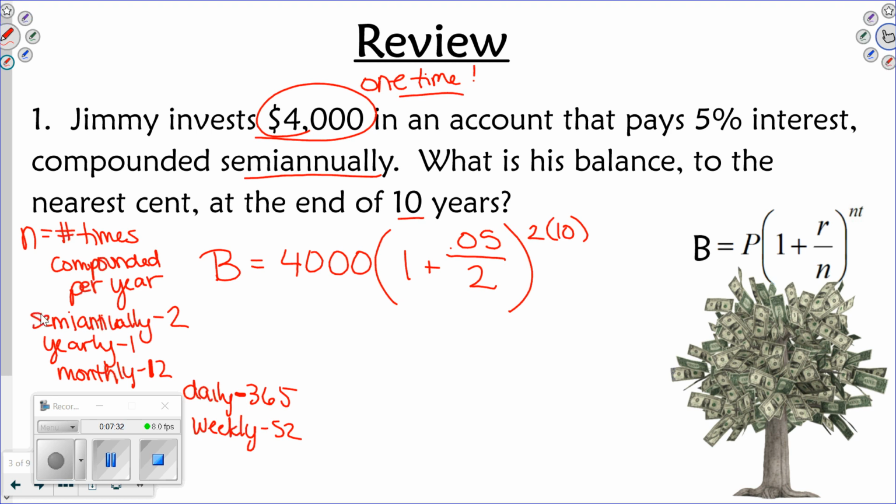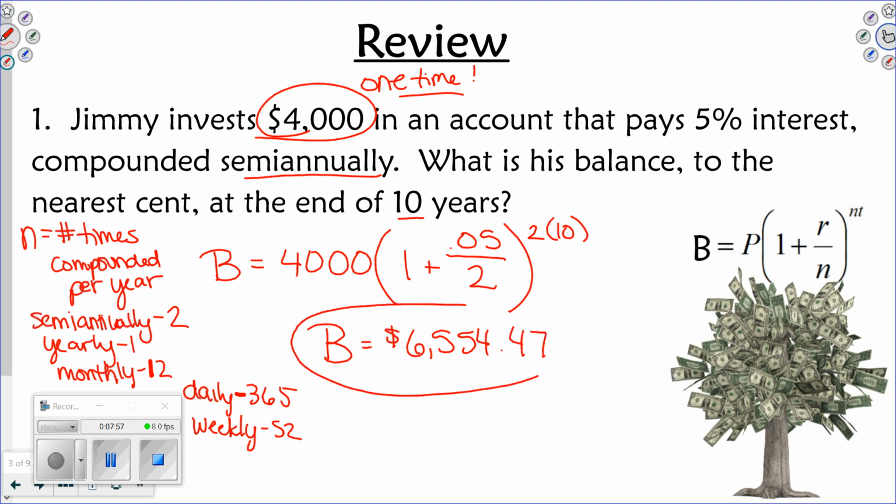All right, so grab your calculator. Let's type it in. All right, give everybody a chance to type things in, guys. A lot of today is going to be walking around, me checking to see that you're typing stuff in right, because we're going to get a bigger formula today. So it's B equals $6,554.47.